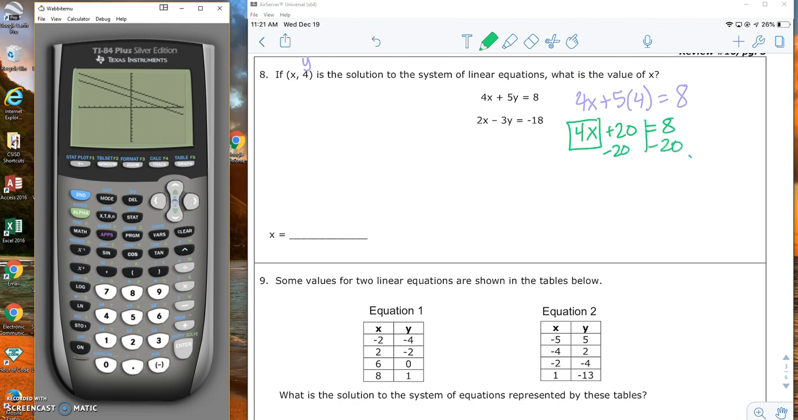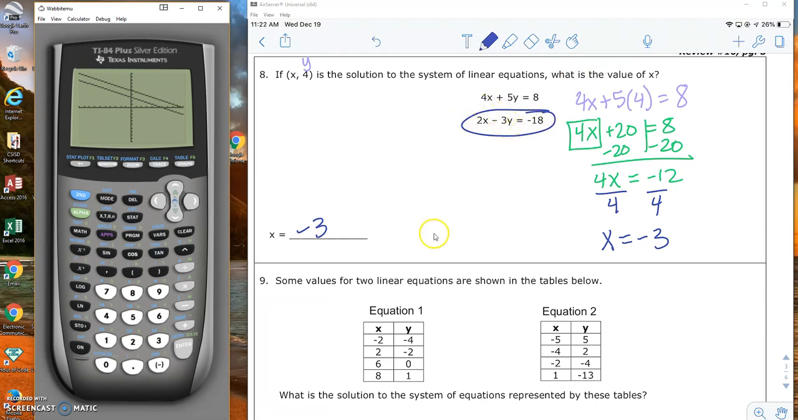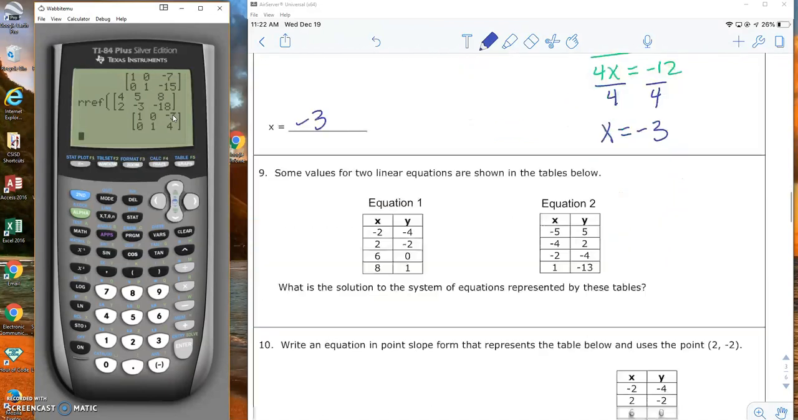Subtract 20 from both sides, and divide by 4 to get that x is -3. You could take this one and plug in 4 for y, and you would get x is -3 for both. Or if you wanted to see, I'll try to do it really quickly so I don't waste your time. I have 4, 5, and 8, and 2, -3, -18. If you wanted to plug these into matrices, they're giving you the 4, they want the -3. So it's completely up to you, whatever you feel more comfortable with.